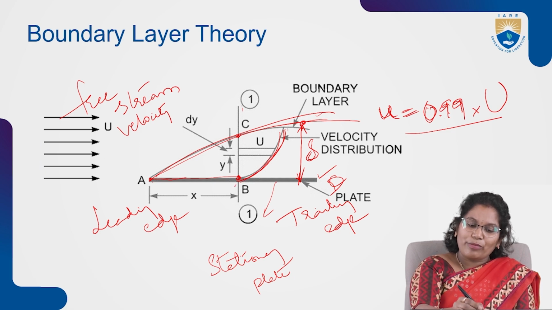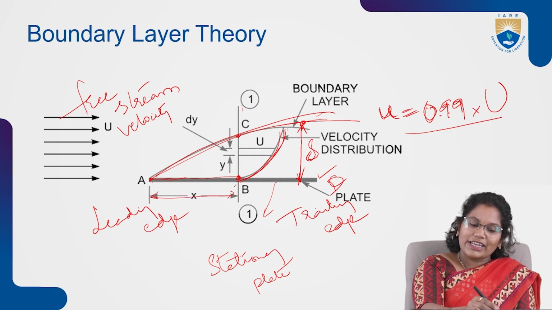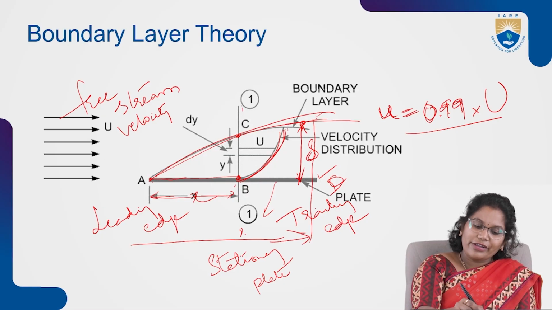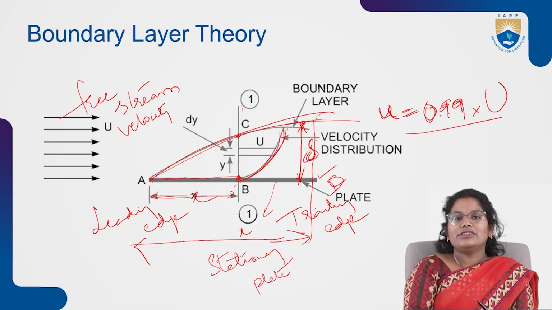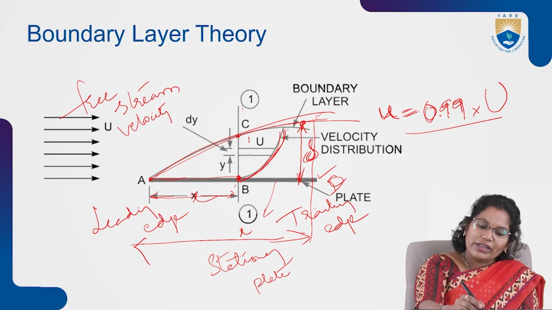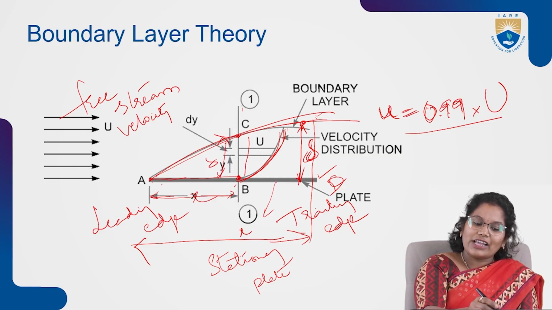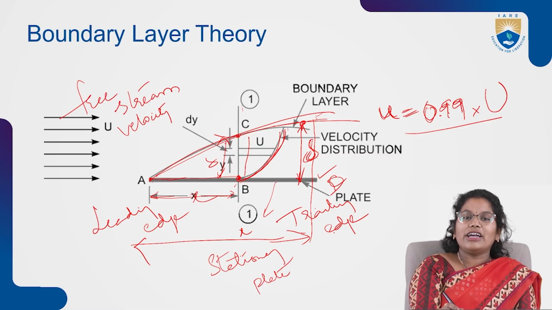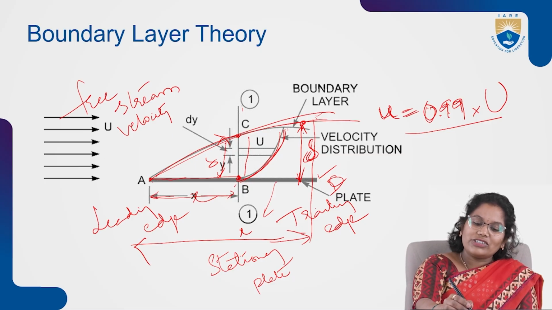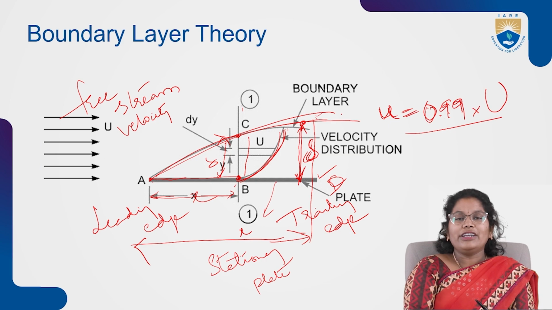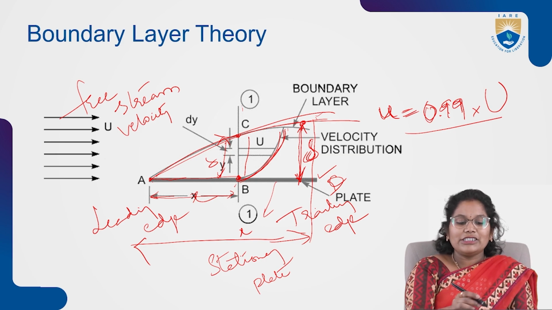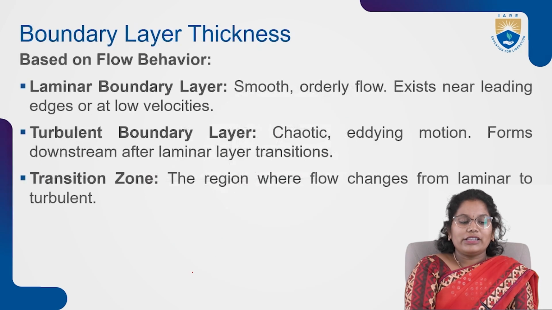We take one point, that distance is x, and if you take here, this distance is y. Again, there is a change in the boundary layer thickness. If you take point B, here you see the boundary layer is less. As you move away from the leading edge to the trailing edge, again there is a change in the boundary layer thickness, right? These boundary layer thicknesses are again of three types, right?